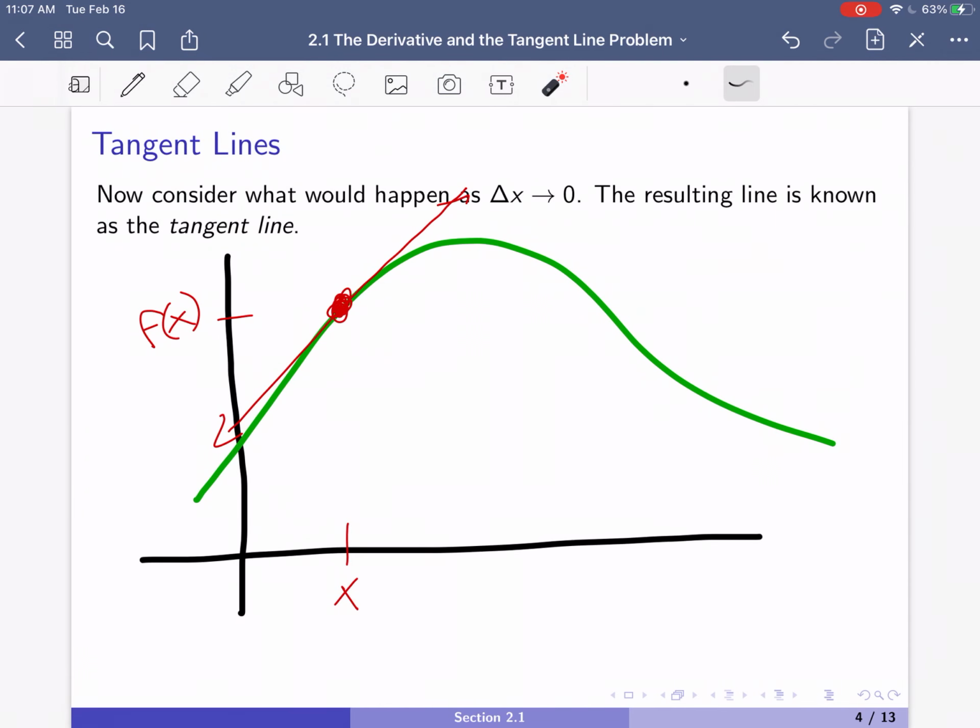In our next video, we're going to take a look at what is the slope of these tangent lines and secant lines. All right, we will see you there.